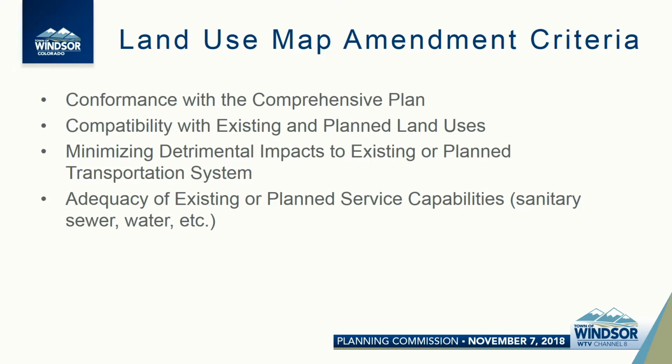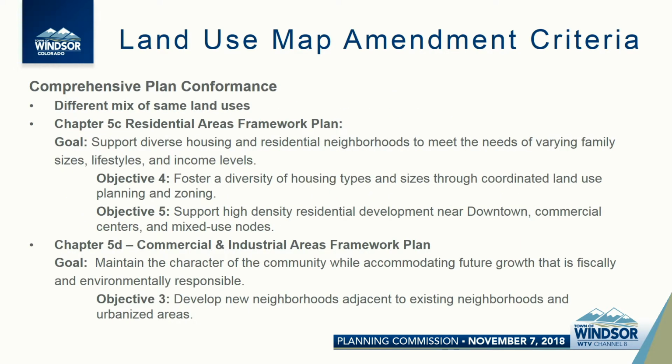Land use map amendments do have some criteria that we want to consider when we do them. One is conformance with the comprehensive plan. Second is compatibility with existing and planned land uses, minimizing detrimental impacts to the existing or planned transportation system, and then also adequacy of existing or planned utilities. For the comprehensive plan, these are the same goals and objectives that we went over with the rezone. It has to do with residential areas and the commercial industrial areas frameworks, and their goals of where to put new growth adjacent to existing neighborhoods, and also trying to get a more diversified portfolio for housing types and sizes.